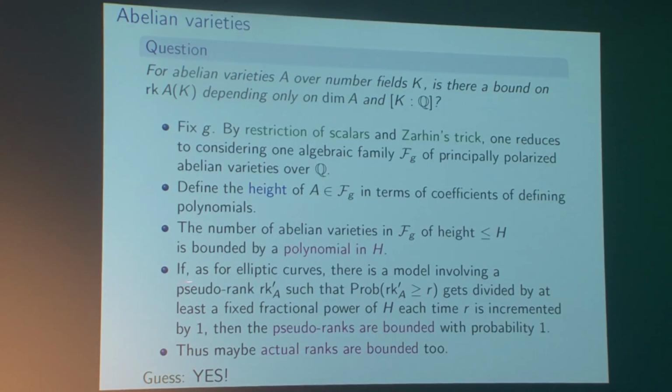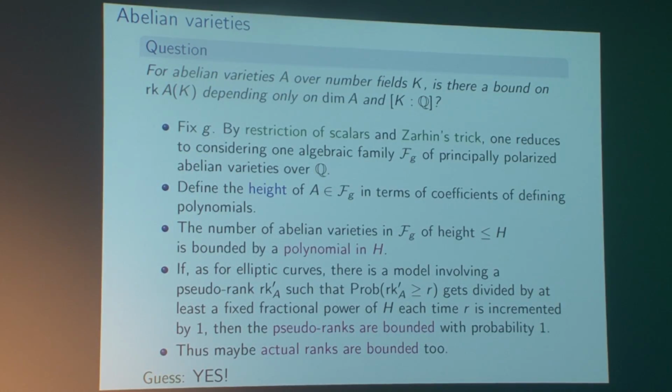And so, here's the big if. If you believe that there's some linear algebra model involving some sort of pseudo-rank, such that the probability of the rank of the abelian variety going up by 1 drops by some fractional power of h, like the h to the 1/24th for elliptic curves, if you believe something analogous to that, then the same analysis we did before will predict that the pseudo-ranks are bounded. And if you also believe that pseudo-ranks have something to do with actual ranks, then you should also believe that the actual ranks should be bounded. So yes, it should be bounded.